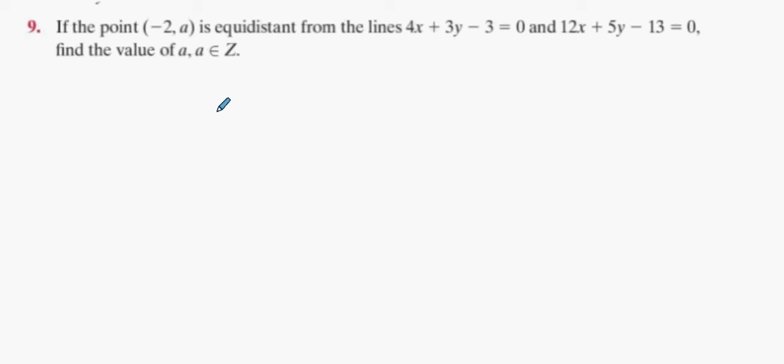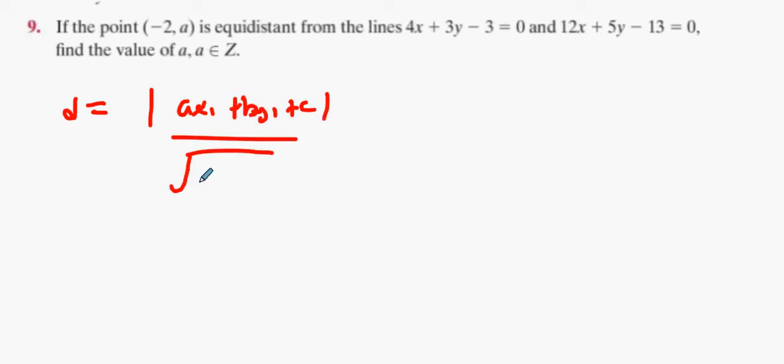So once again, write down your formula. Always write down your formula. Get some marks on the board. Now, that's our x1, that's our y1. A is 4, B is 3, C is minus 3.